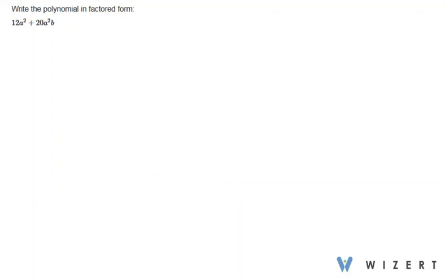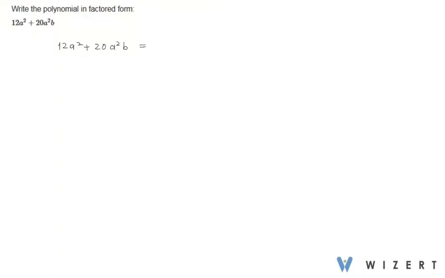We have this question here. Write the polynomial in factored form. The given polynomial is 12a² + 20a²b. Now, when we have to write in factorized form, what we have to do? We have to find factors of both numeral and literal coefficients.